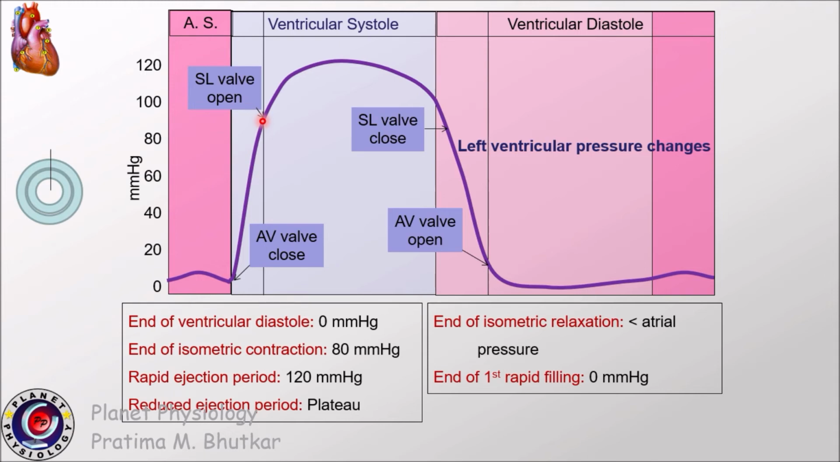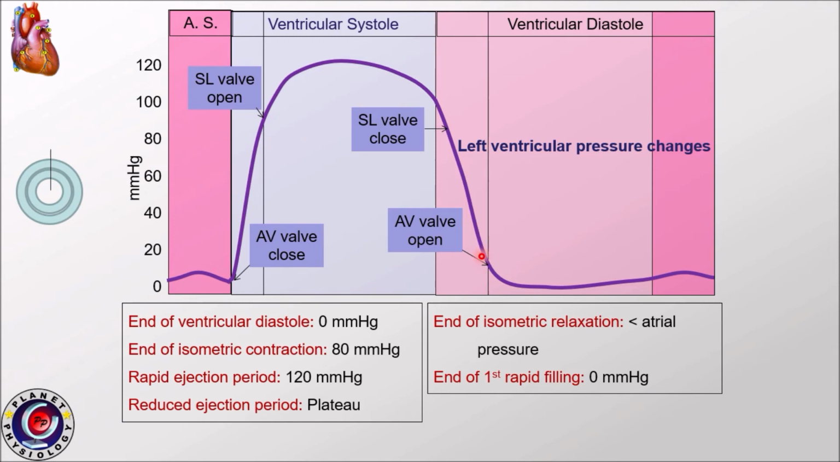As soon as ventricular pressure increases beyond aortic pressure, there is opening of semilunar valves and the ejection phase begins. During this rapid ejection phase, ventricular pressure continues to increase. At the end of this phase, there is a plateau. So this will be the reduced ejection phase. After the reduced ejection phase, there is protodiastole. Ventricular pressure begins to fall. Semilunar valves close, generating the second heart sound. After that, the ventricle relaxes as a closed cavity, and therefore ventricular pressure decreases rapidly. So there is a rapid decrease in the ventricular pressure.